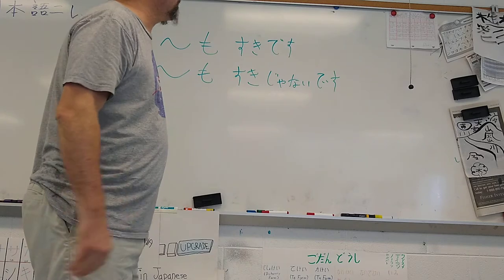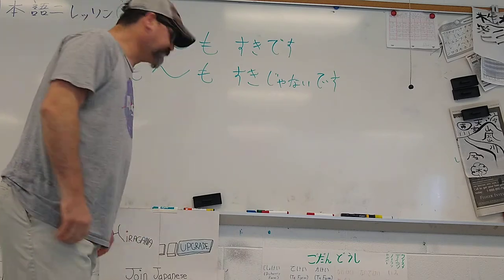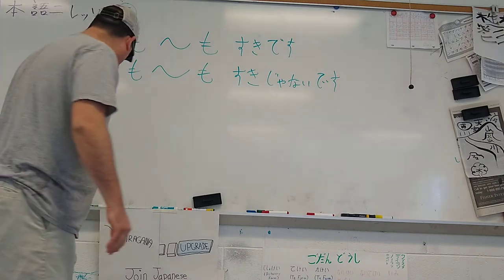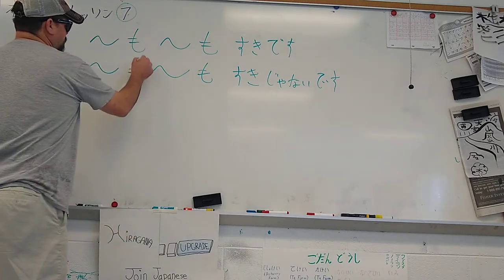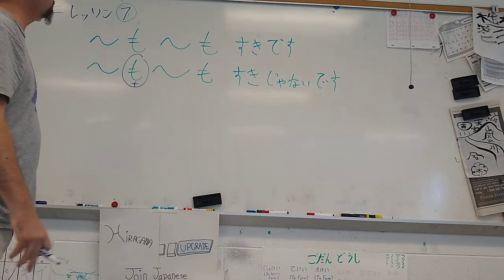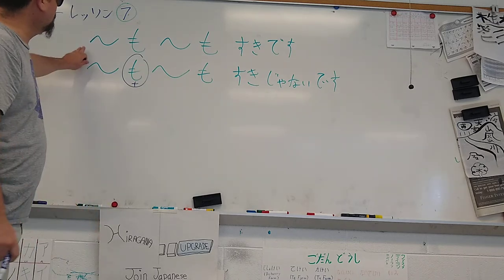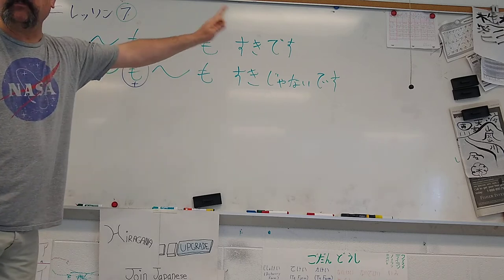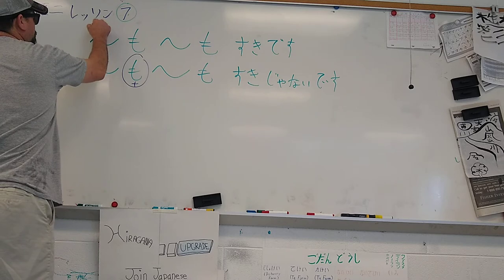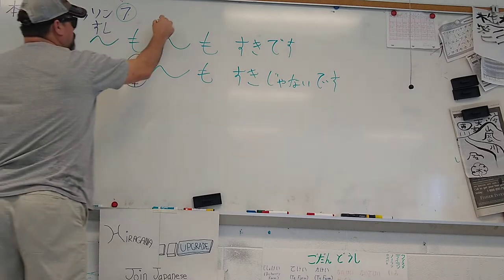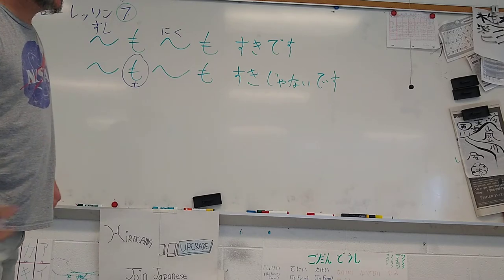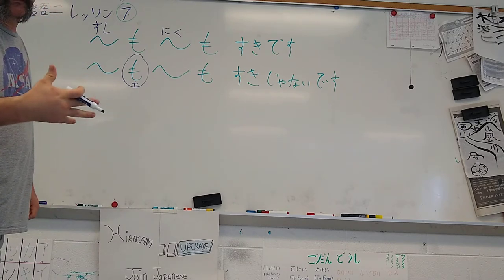So this is 13-3. This one's really easy. We're using mo here. And mo is like a wa plus an and. So in this case, if you're saying something like, I like blank and blank, you would say sushi mo, niku mo, suki desu. I like sushi and meat.